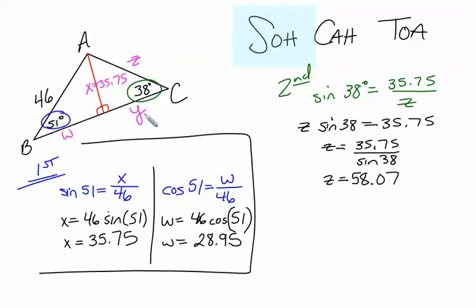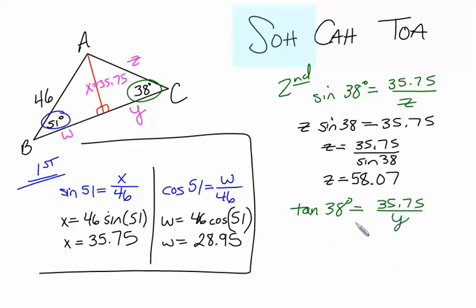And then if we want to solve for y, well, y is the adjacent. We could use the hypotenuse that we just found, or we could use the opposite as well. Let's use the opposite. So we'll go that the tangent of 38 degrees, that's over here, would be the opposite, 35.75, divided by the adjacent, which is y.